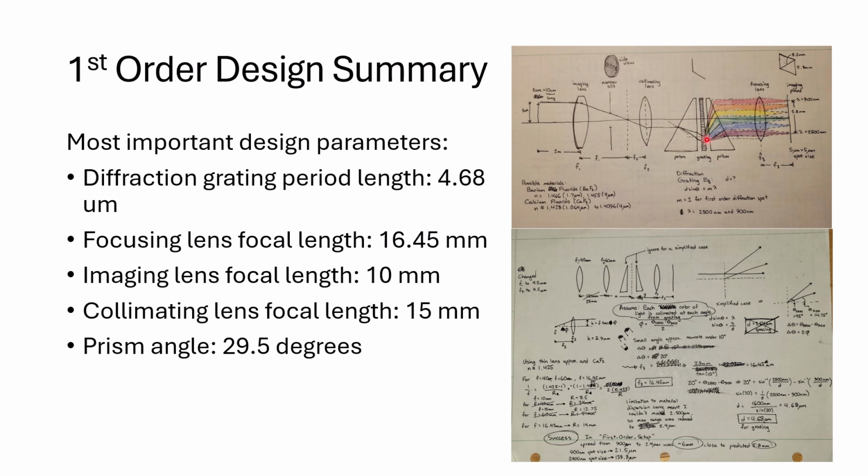The 0th order undiffracted light is sent out of the system. Then this first order light is sent to a focusing lens to turn each wavelength packet that is at a different angle into a different spot located along the sensor's y-axis. The important parameters here are the diffraction grating period length, the focusing lens focal length, the imaging lens focal length, the collimating lens focal length, and the prism angle.